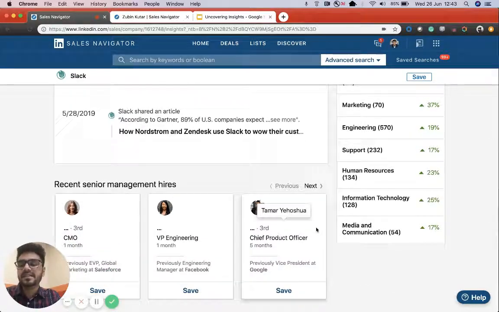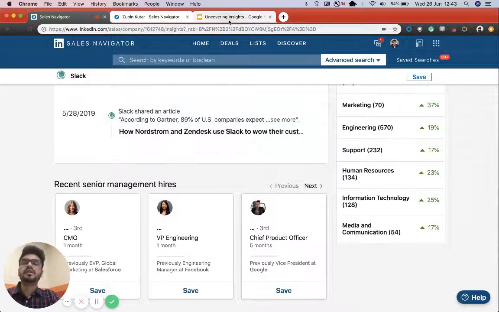And then finally, senior management hires. Again, why are these people important? If you're selling your products and services, they are more likely to be looking for newer vendors or open to listening to newer features, functionalities, or offerings out there, right? Because they have joined a new organization and they have been brought in to do a specific task. So they're always open to listening to new vendors, right?